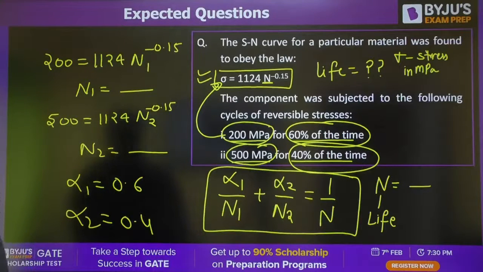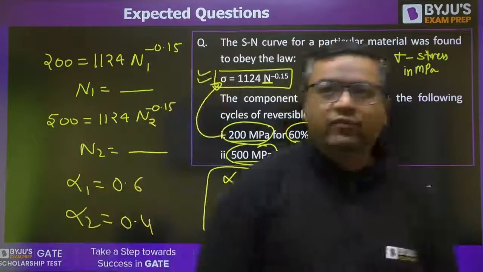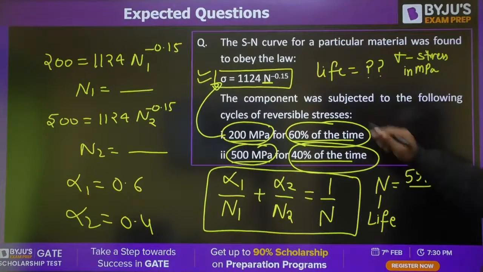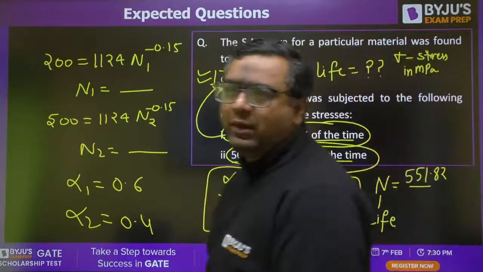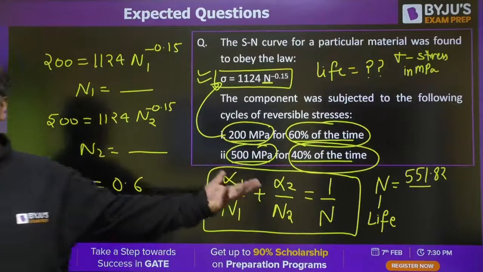ठीक है. तो आंसर जो आ रहा है वो 551.82 आएगा. 551.82. तो समझ गए, पेपर में आपको ये बोलेगा कि इस फॉर्मूला में सिग्मा की यूनिट क्या है और एन की यूनिट क्या है. तो GATE में follow this.